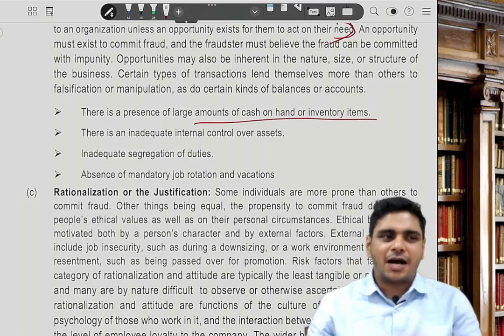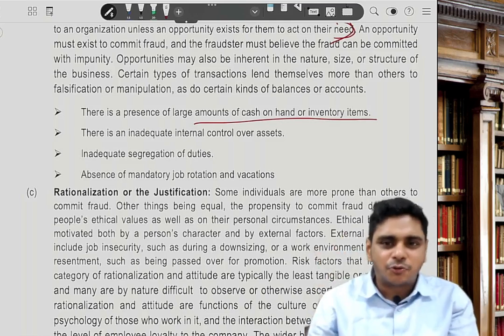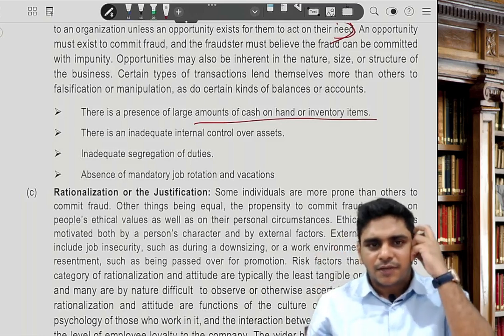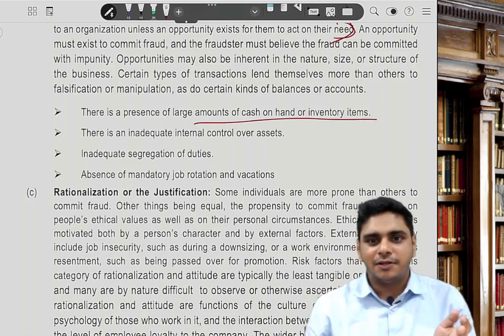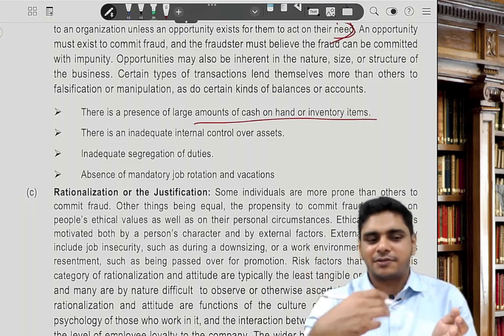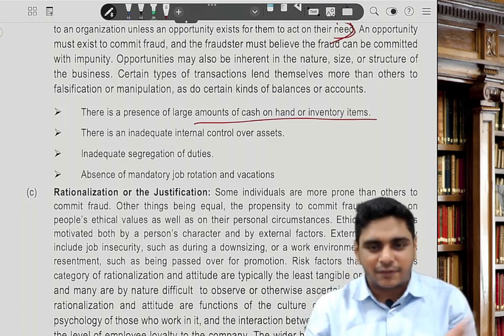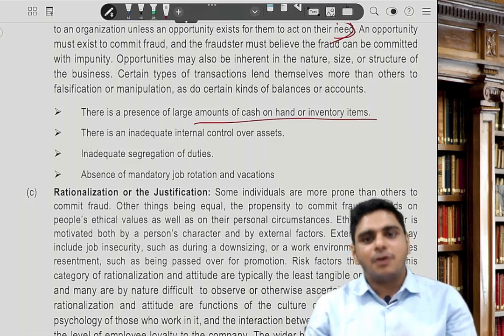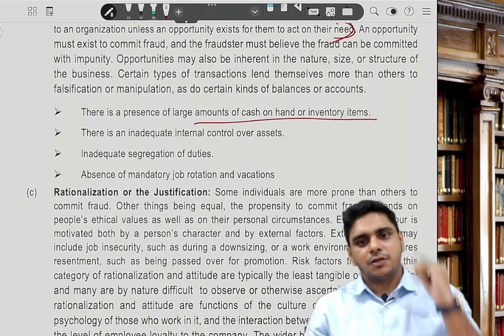Inadequate segregation. I am only receiving stock. I am only issuing stock. So obviously I will try to do a fraud. There's an opportunity. Nobody will check me, right? Excess of mandatory job rotation, vacation. I have the attendance register, so I can manipulate it. I will sit at home and I will write that I am present in the company. I will create one dummy worker, my brother's name, and I will take salary in his account. Opportunity is there because nobody checks it. So motive, opportunity.